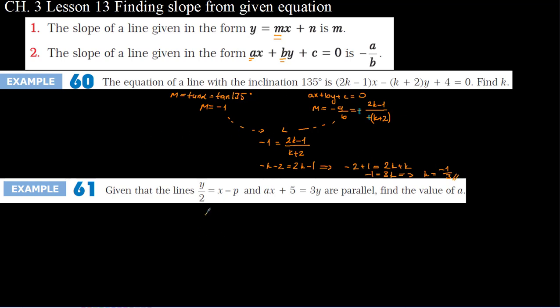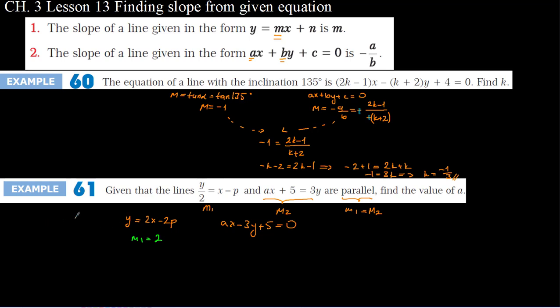And the second one: here there are two equations and they are parallel. If you remember about parallelism, when lines are parallel, m1 should be equal to m2. Let's say this is m1, and for this one we have m2, so m1 is equal to m2. Then let's write the equations. One of them is y = 2x - 2p, and the second one is ax - 3y + 5 = 0.